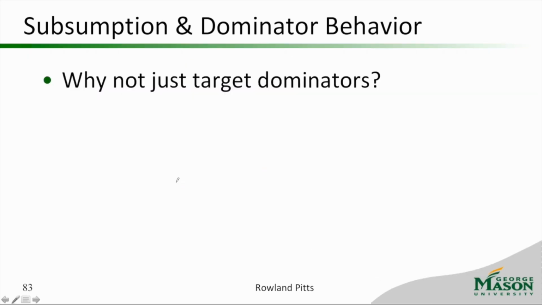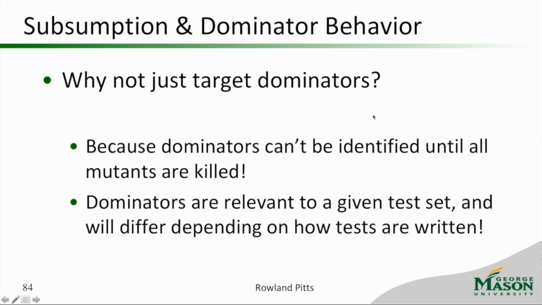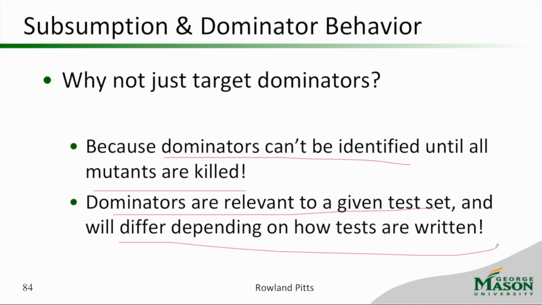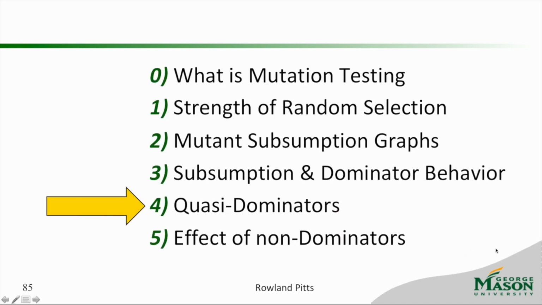Well, that begs the question then, why not just target dominator mutants? It's because in practicality, dominators can't be identified until all the mutants are killed, because all the mutants need to be killed to determine what the subsumption relationships are. And dominators are relevant to a given test set and will differ depending on how the tests are written. All right, so that brings us to quasi-dominators.